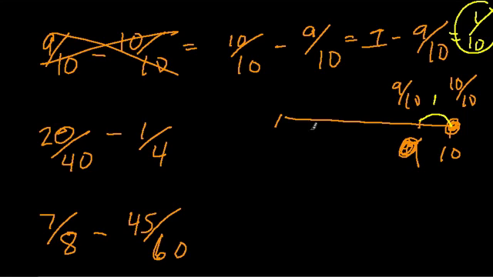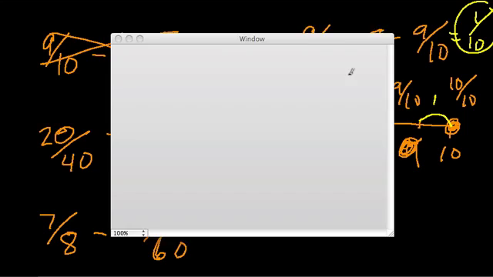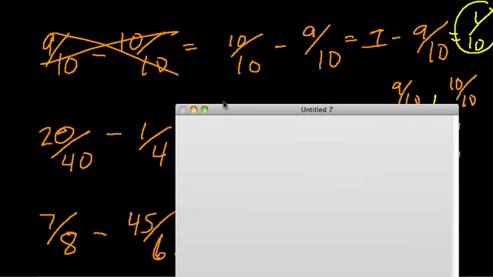So now in the next one, we have 20 over 40 minus 1 over 4. And actually, let me just make a new slate here because that was really sloppy. 20 over 40 minus 1 over 4. What do we do? Well, I'm going to rewrite 20 out of 40 as 1/2, because 20 goes into 40 twice. Minus a fourth. I feel like this is easier to deal with.